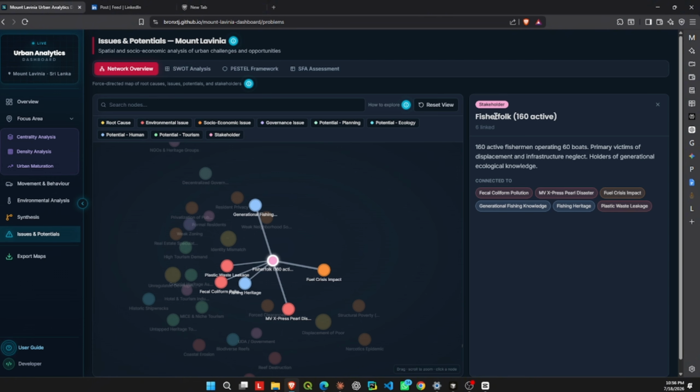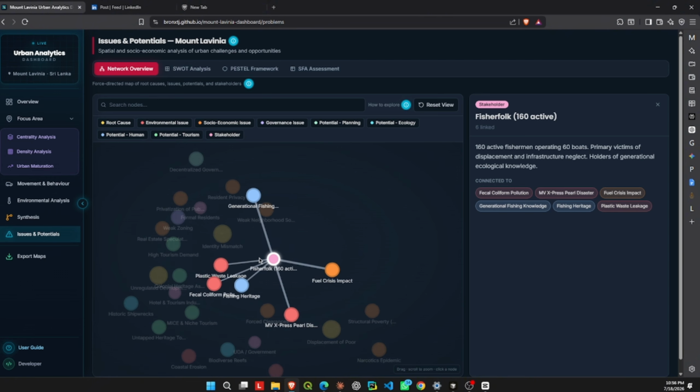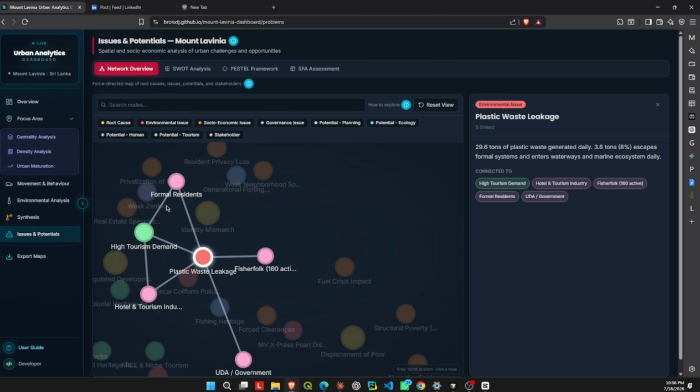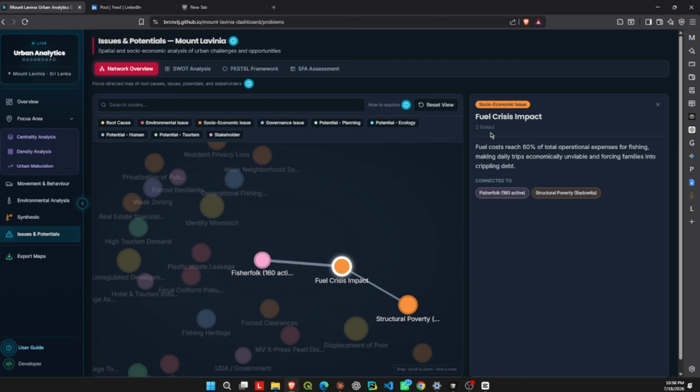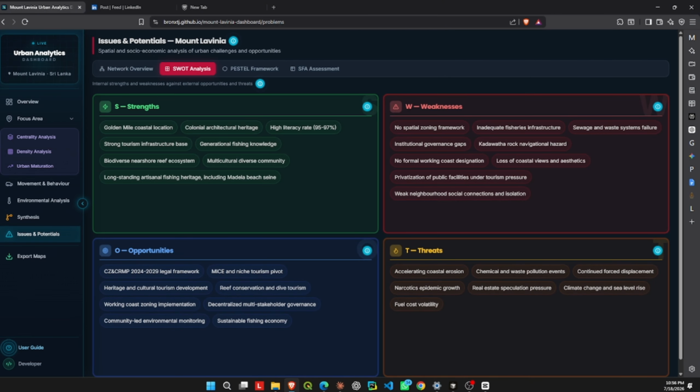Also, I forgot to mention, if you select one of them, you can see the other connected ones, right? What are the other connectors? High tourism demand, formal residents, plastic waste leakage, fisher folks, hotel and tourism industry, UDA government. All these are connected, right? You can select one of them and see the issue in detail. And SWOT analysis, we can use this as a decision making tool, right? So all things are there.